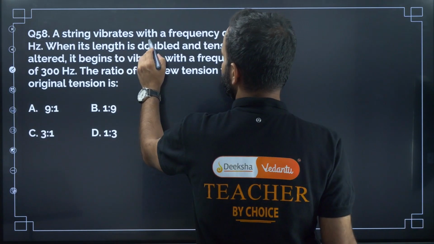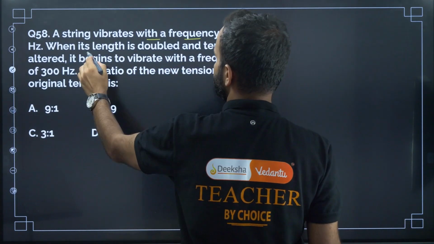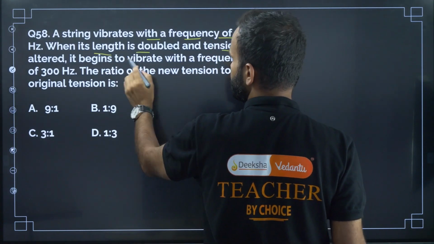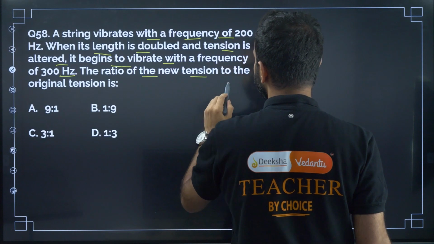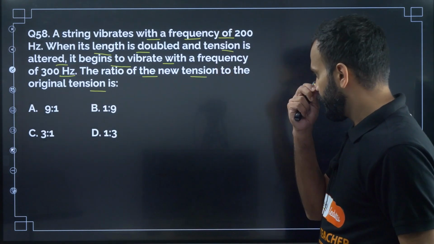Next question: a string vibrates with a frequency of 200 Hz. When its length is doubled and the tension is altered, it begins to vibrate with a frequency of 300 Hz. The ratio of the new tension to the original tension is?